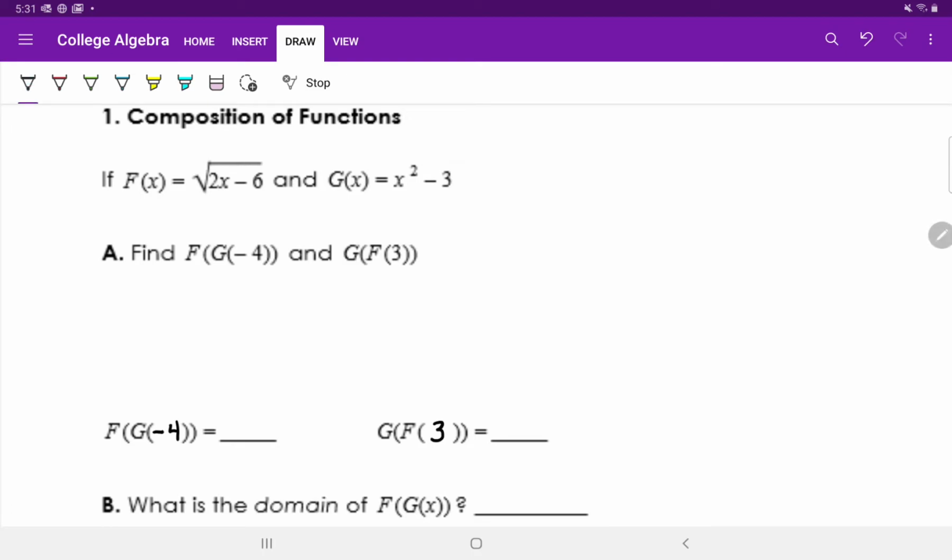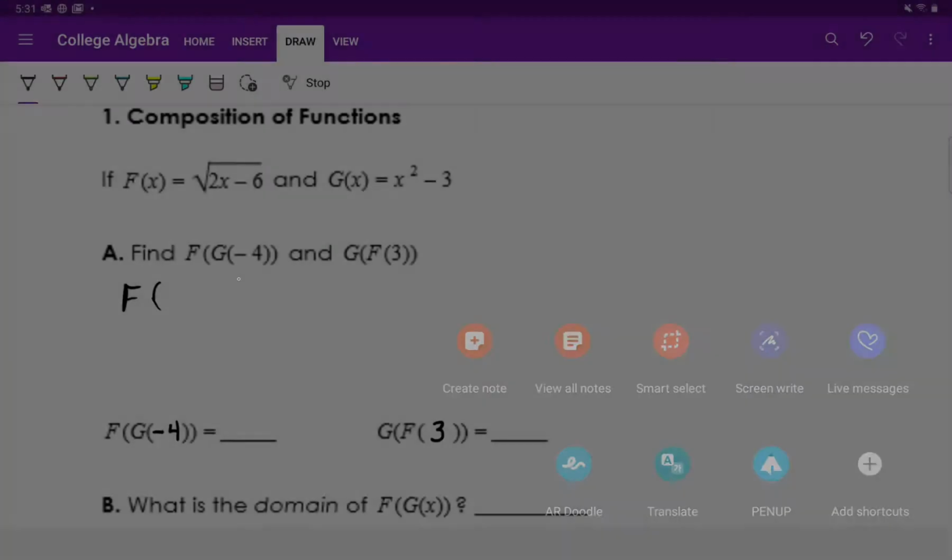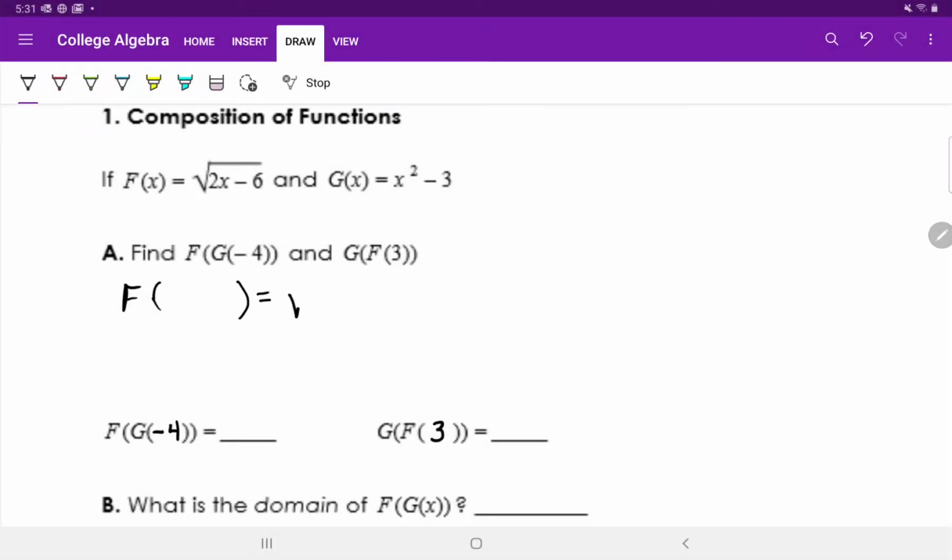Now, remember, when you're finding f of g, you start with f, and you're going to rewrite everything in f, except you're going to leave big blanks where you're going to plug in g. So you plug g of -4 into these blanks, and that will help you find your f. These should be able to be simplified down to a numerical answer. You won't have any x's left in your response.